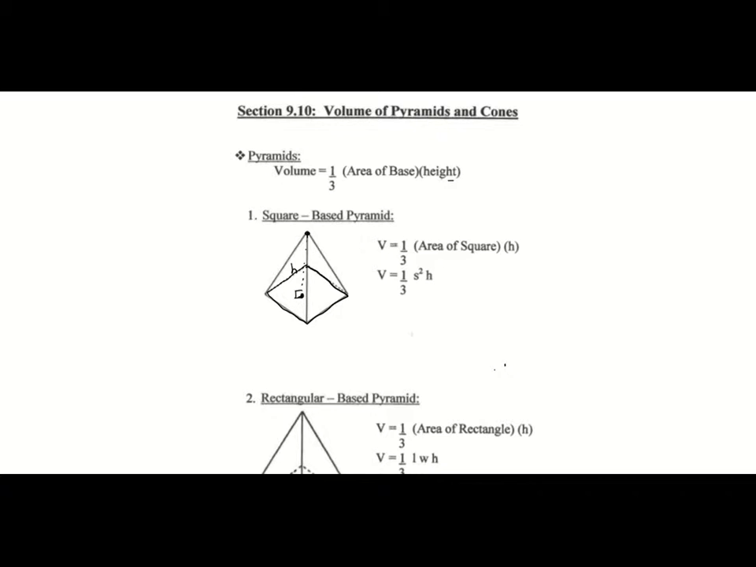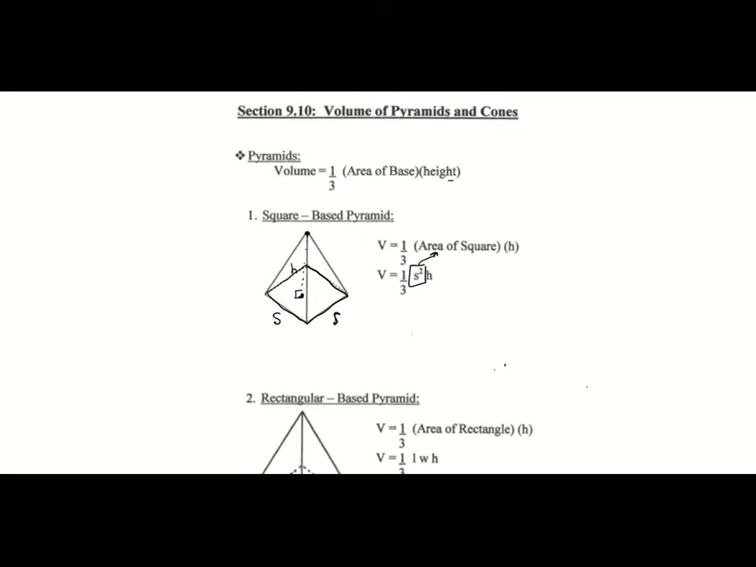Okay, so in our first one, if we have a square-based pyramid, the volume is 1/3 the area of that square, which we can write as s squared. That is the area of our square. We have both sides are the same, and our height is straight down the middle.